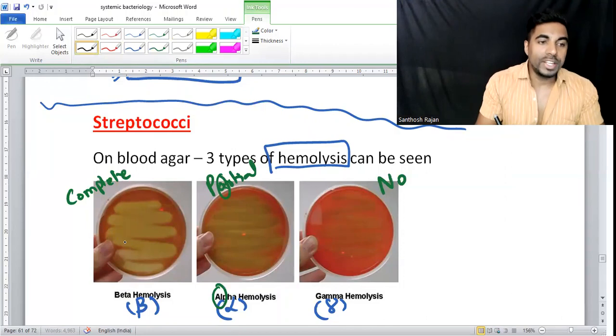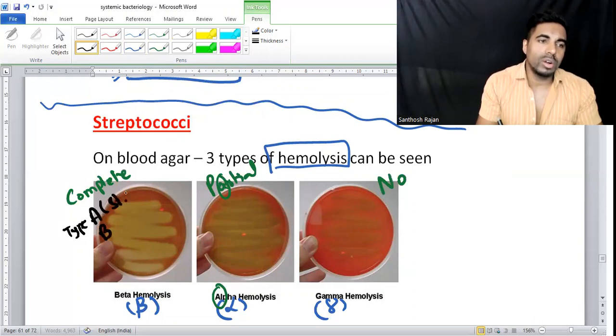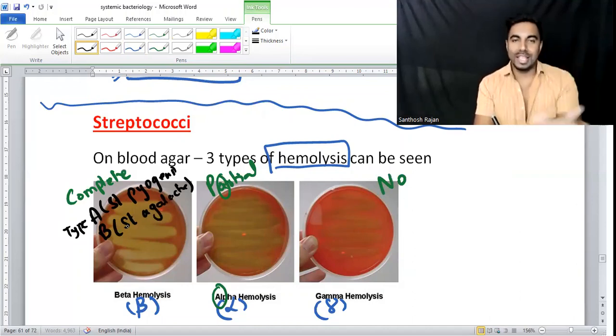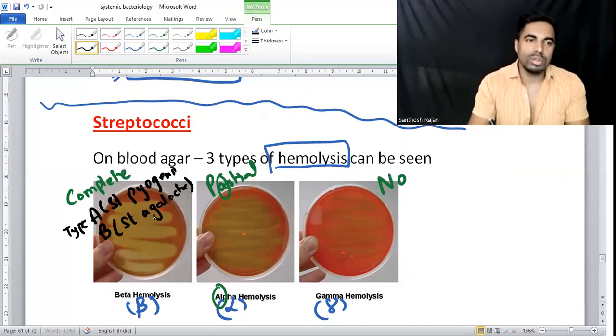If complete hemolysis, it means two things: one is type A streptococcus and type B. Type A is your Streptococcus pyogenes. Don't forget pyogenes. And type B is your Streptococcus agalactiae. A is not A. Remember, here's the exception. B is agalactiae. A is pyogenes, the other name. Okay, both are important. They can call you either way. They say type A or type B.